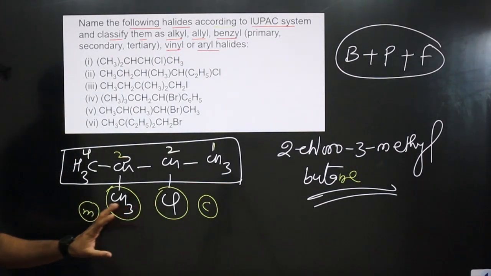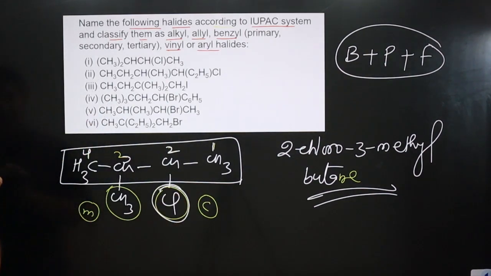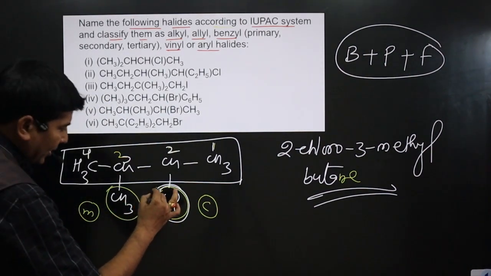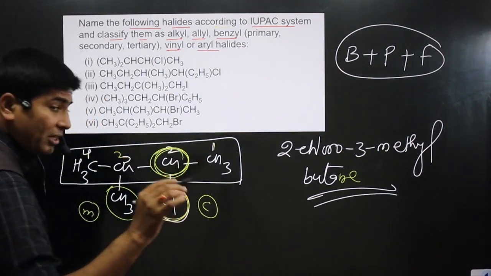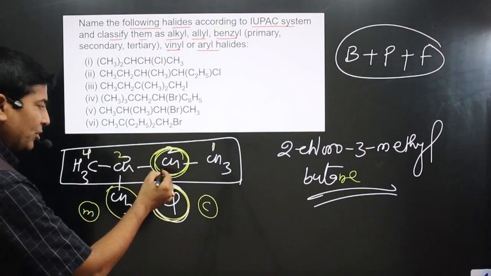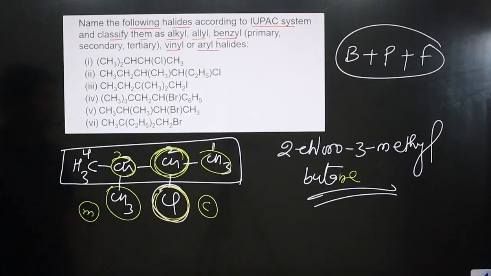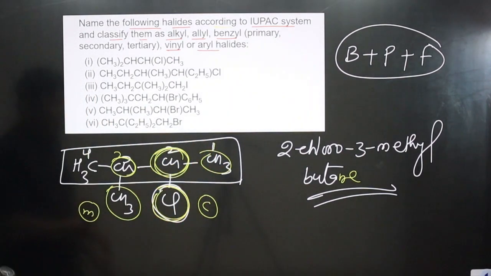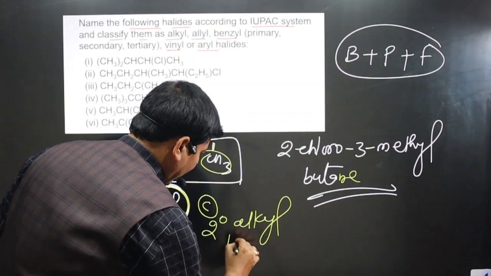You can see there is only one halogen here. Okay. And you can see this halogen is attached to this carbon. Now see the environment of the carbon. You can see this halogen is attached to a carbon which is connected to two other carbons, one carbon and this is the second carbon. Then we can say it is a secondary alkyl halide.